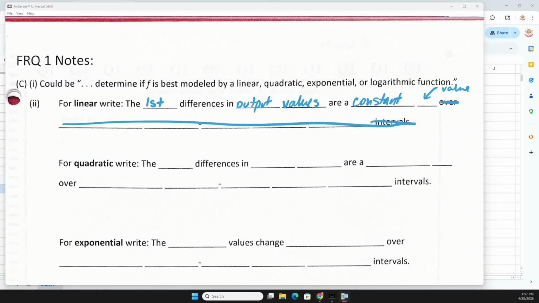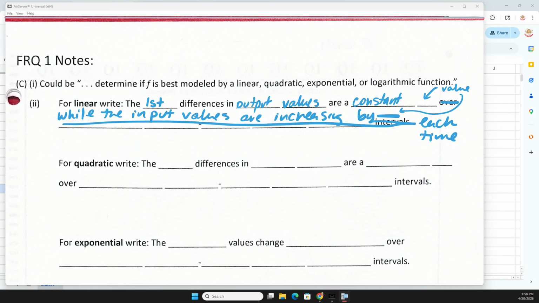So the input values are just going to be increasing by something each time. So you would say something like, while the input values are increasing by blank, whatever, and you need to put in that each time. Now before I graded FRQ1, I didn't realize that you had to put that number in there to get your point. So it's really important that we do that.